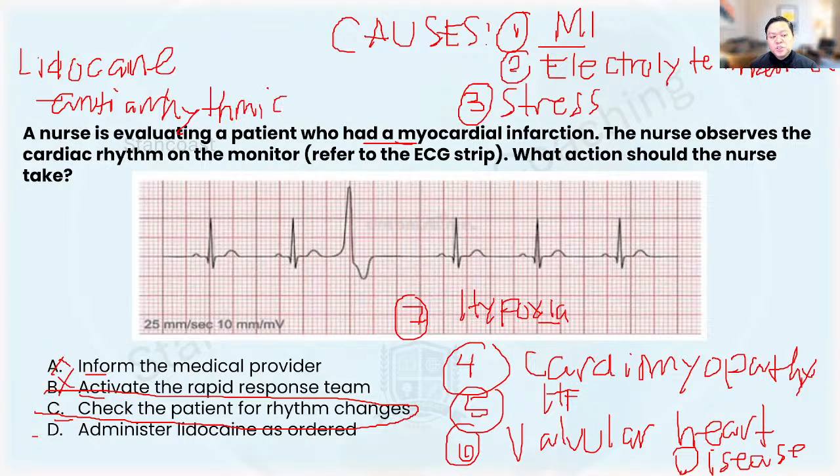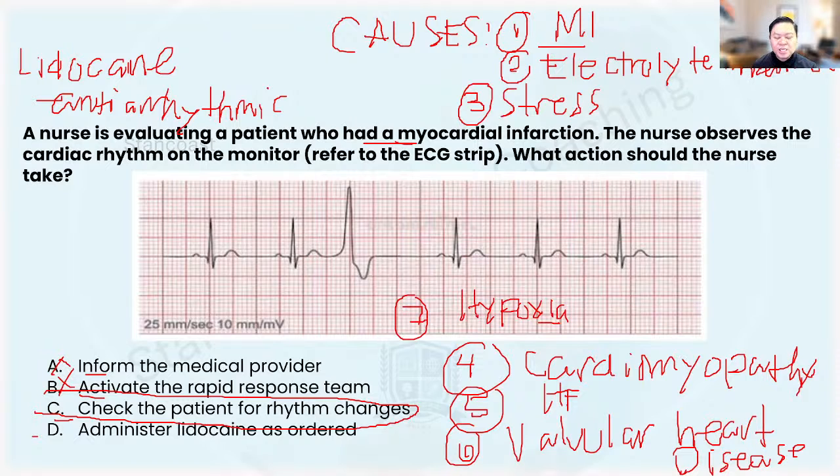But this is going to be intended only when there are now frequent or much more dangerous types of arrhythmias. So with a single PVC that you're looking at right now, it doesn't really justify the immediate administration of lidocaine. It doesn't. All right. So back to the correct answer, we are going to check the patient for rhythm changes.